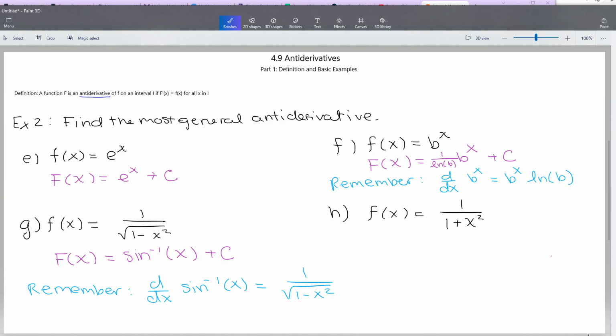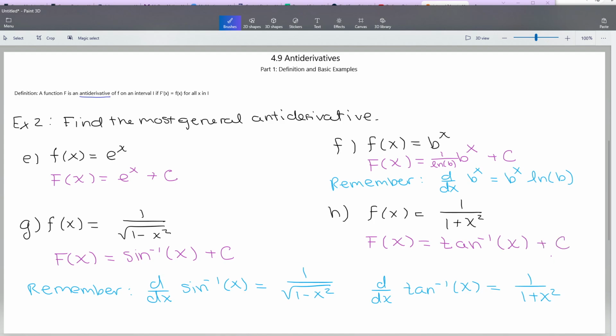Okay, now similarly here, we need to recognize 1 over 1 plus x squared as the derivative of something. Okay, there's no way to just magically figure it out, but we need to remember that the derivative of inverse tangent is 1 over 1 plus x squared. Okay, so if we're feeling like, oh, I really didn't remember that, it would be good to review the derivatives of the inverse trig functions. Okay, so this is going to be tangent inverse or arctangent, right, plus any constant c.